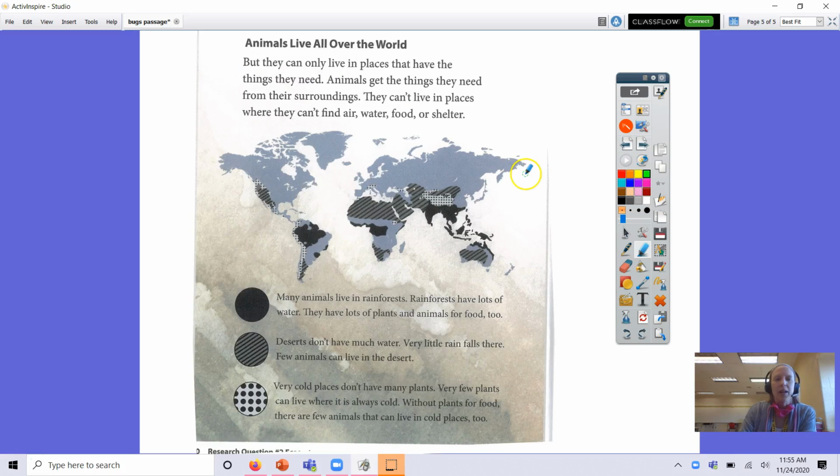Okay, the last page. Animals live all over the world, but they can only live in places that have the things they need. Animals get the things they need from their surroundings. They can't live in places where they can't find air, food, water, or shelter.